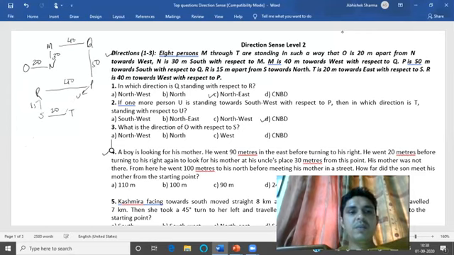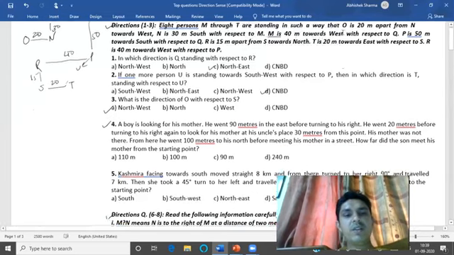Okay. Coming to the next question, question number three. What is the direction of O with respect to S? So this will be your northwest. So the answer will be northwest, right? Okay. Coming to the next question, question number 4.